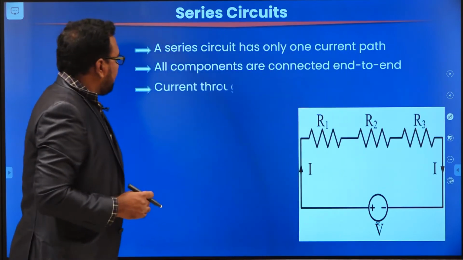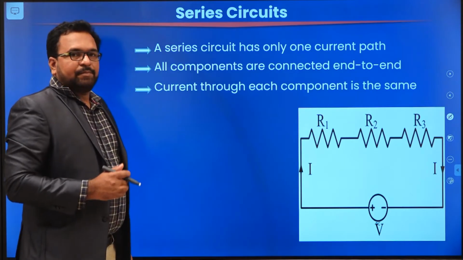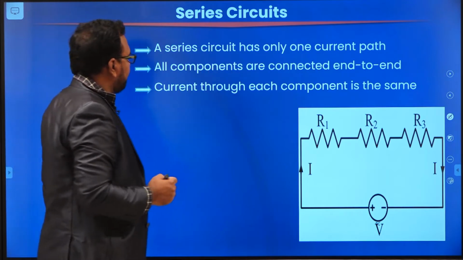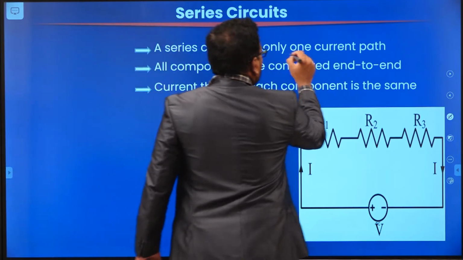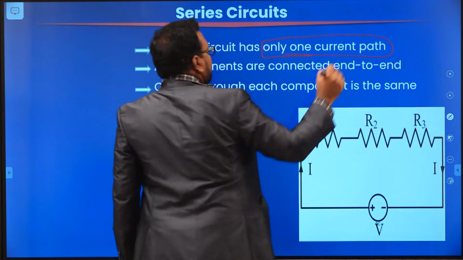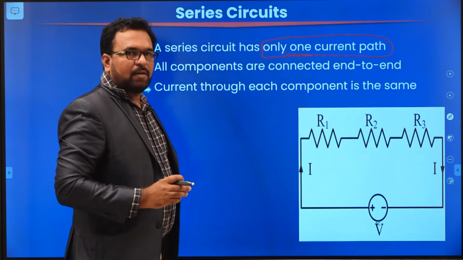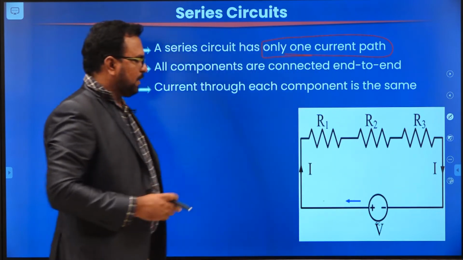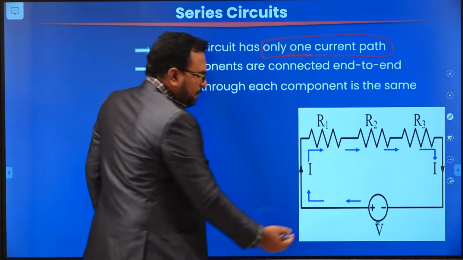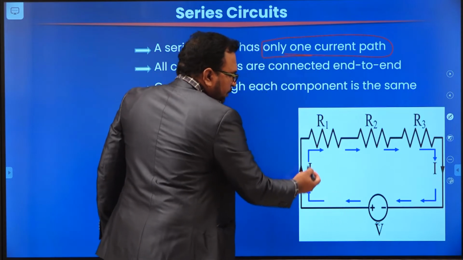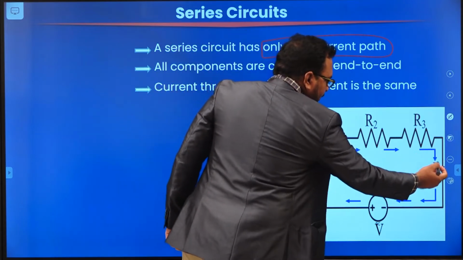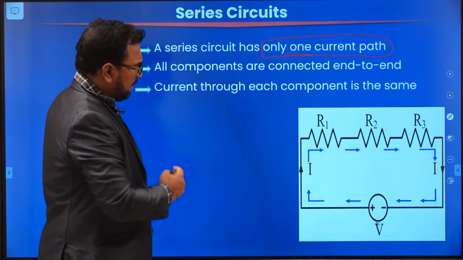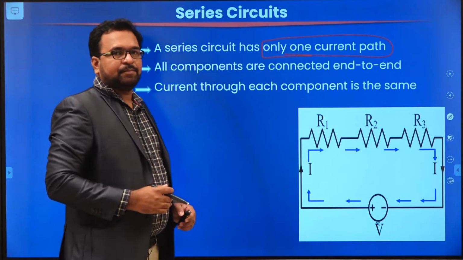Next, the current through each component is the same. Since there is only one current path, the current flowing through all the terminals must be the same. The current will come from the source and the same current I will flow through all the elements R1, R2, R3, and the same current will come back to the source. That means the current through all the elements is the same.